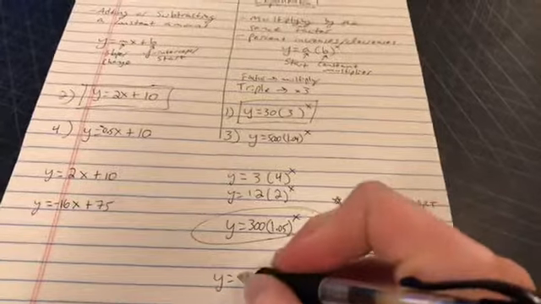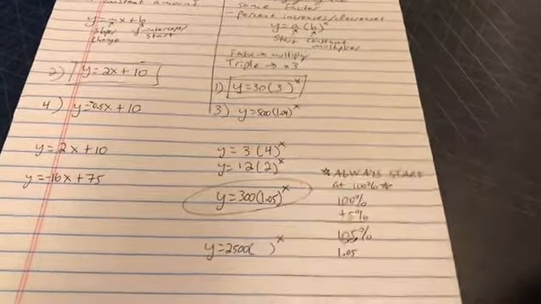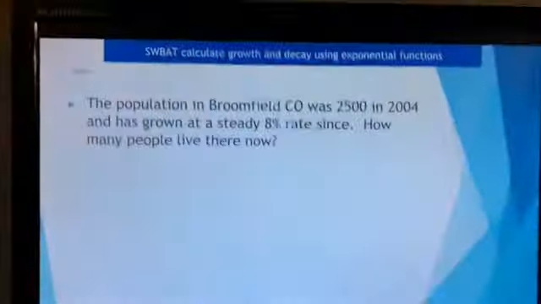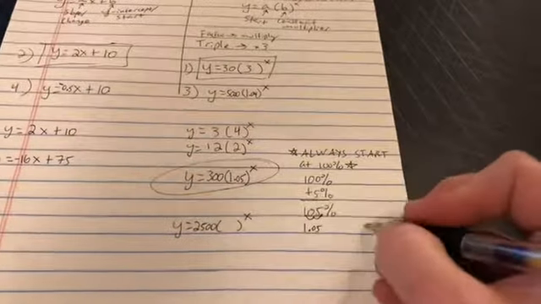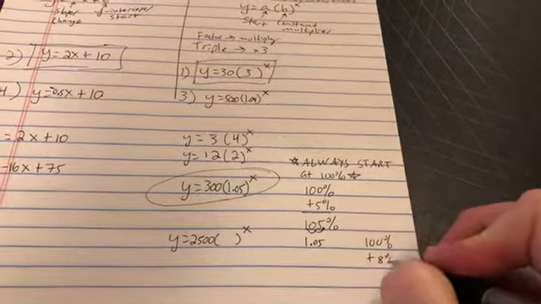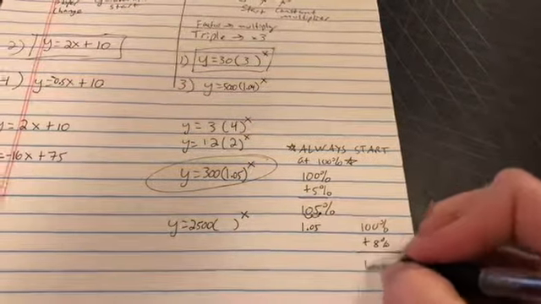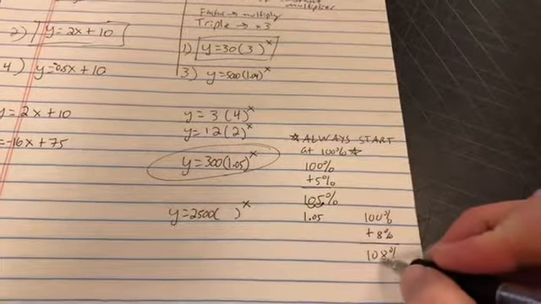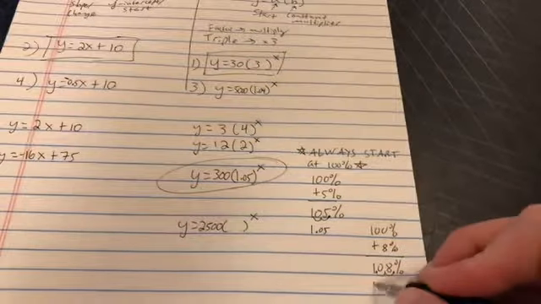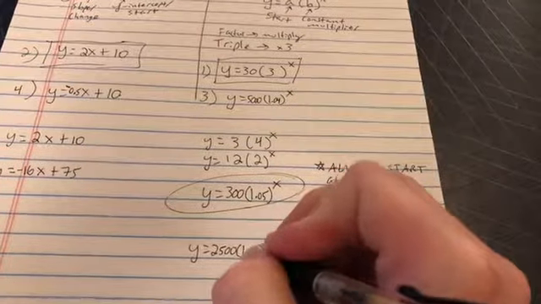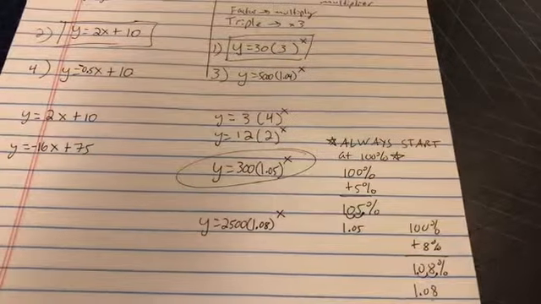Now the population started at 2,500 people. We need to figure out the multiplier. So it's growing at 8%. We always start at 100, so I'm going to write a little 100% over here. If it's growing, we're going to add that 8% to the population. We're going to end up with 108%. We just have to move that decimal over 2 places to get 1.08. And that's the number that you need inside of your parentheses.